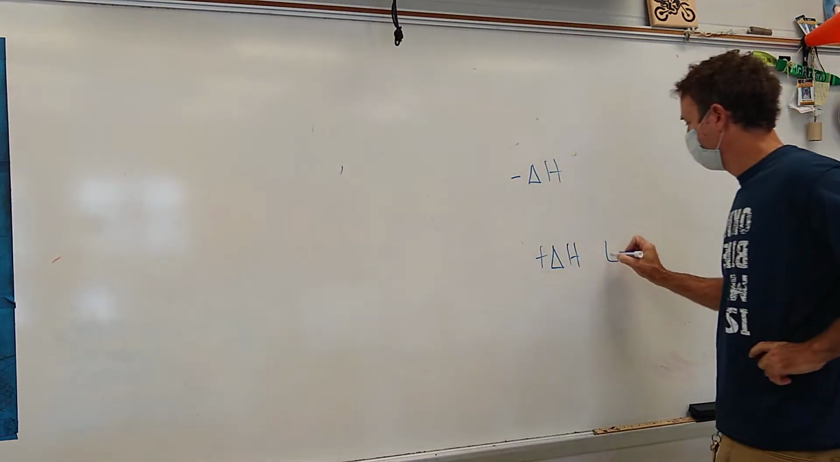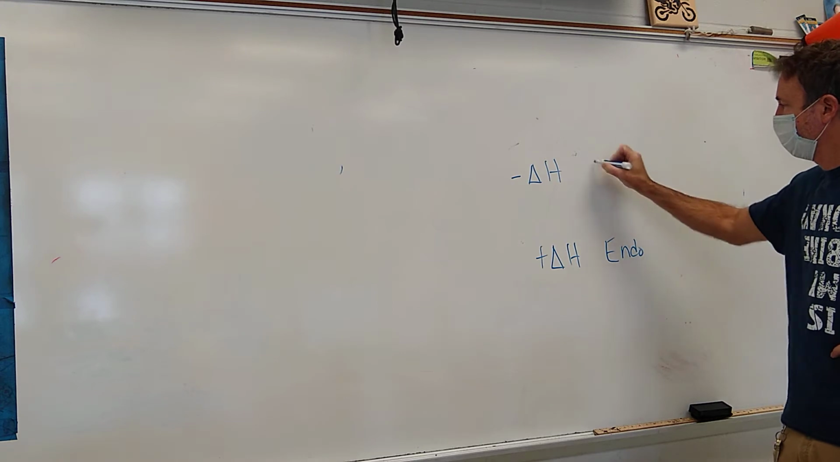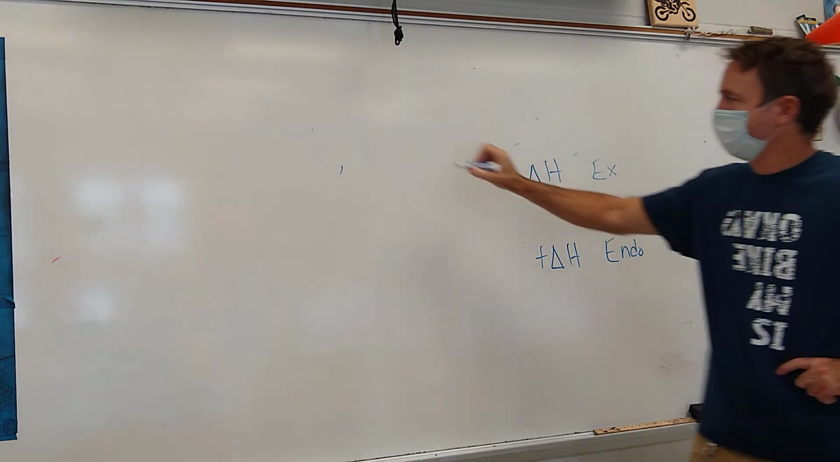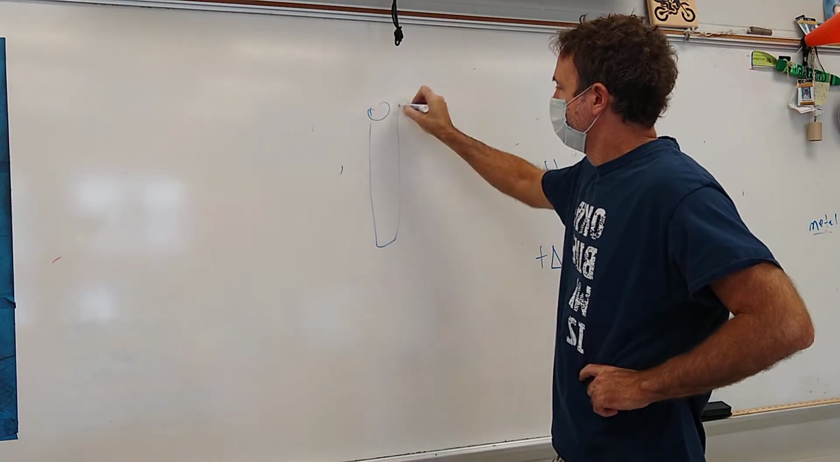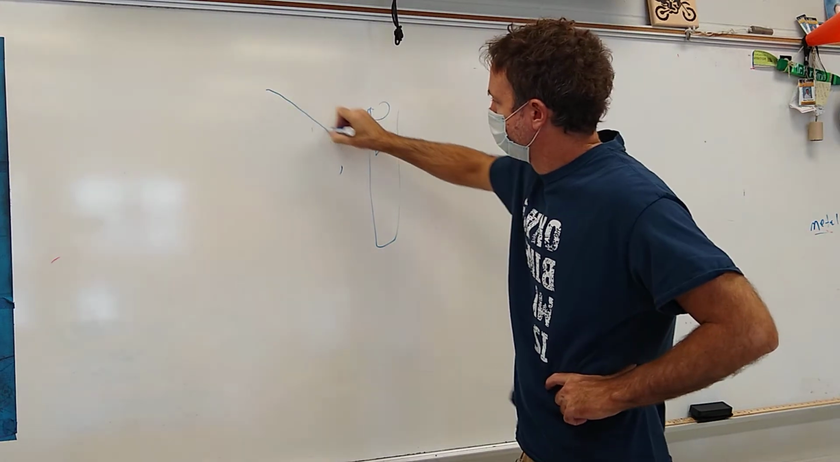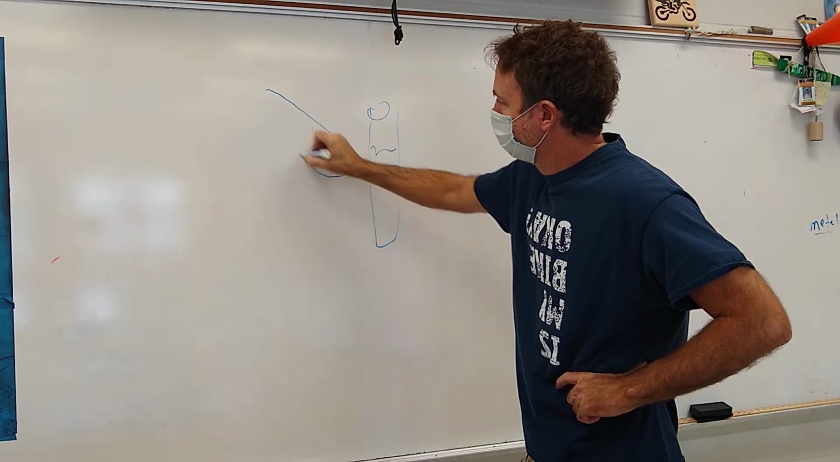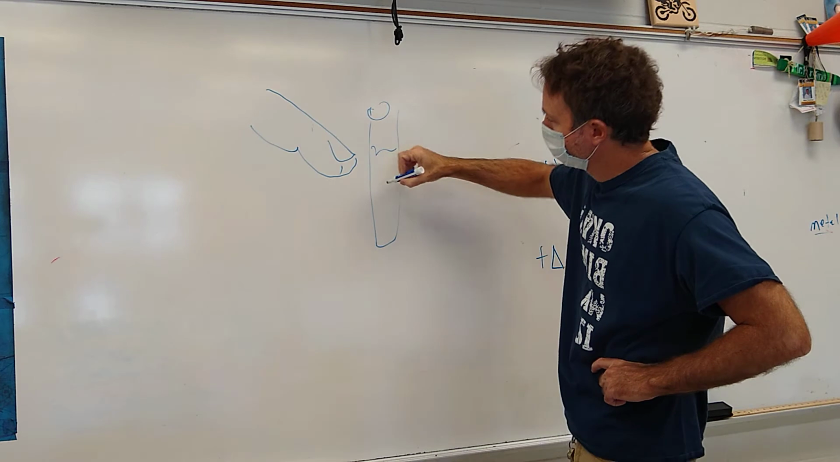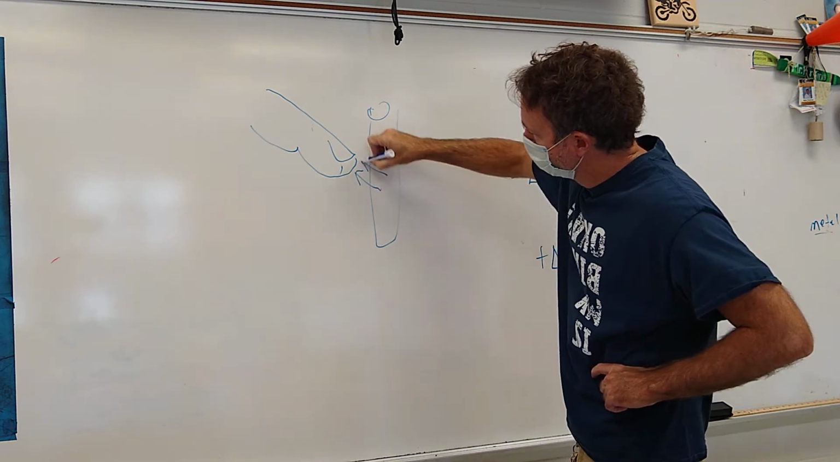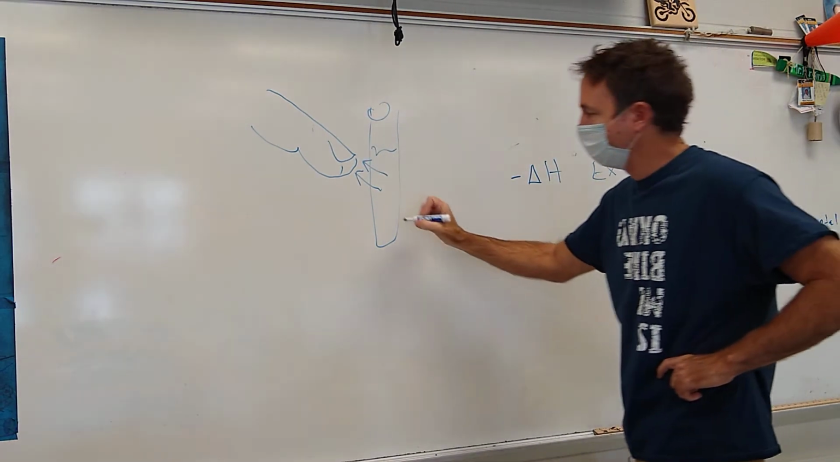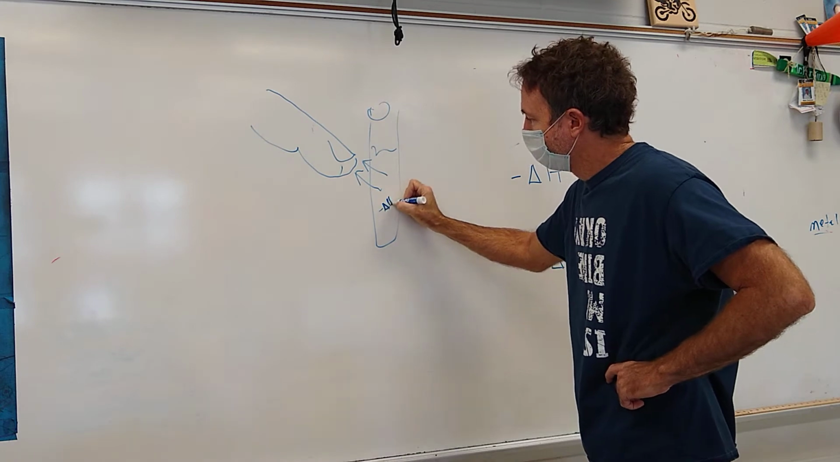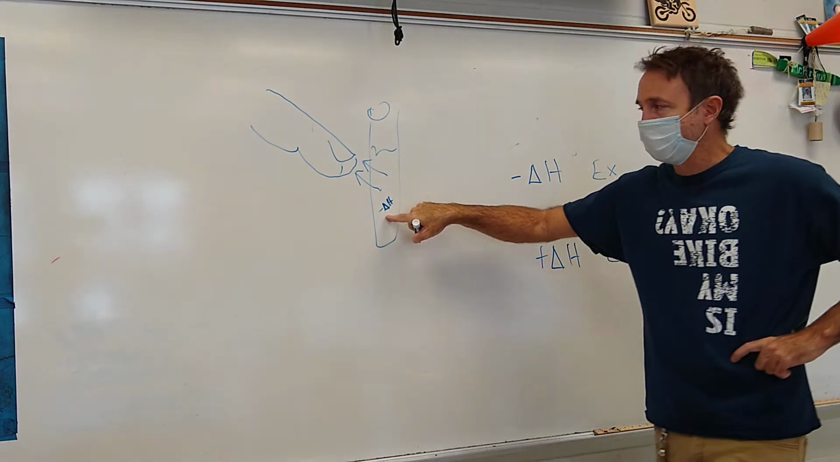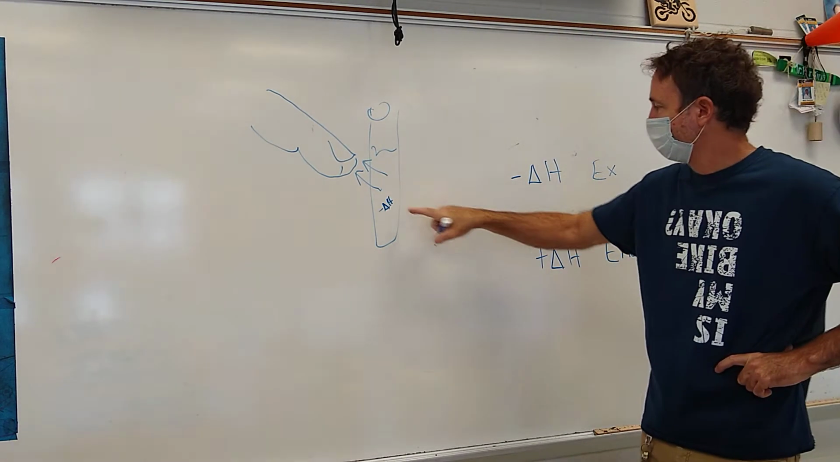So look, endo, exo. Here's a test tube. Here is your finger. If you're touching a test tube and it feels hot, the heat is going out of it. So inside the test tube, it's losing heat, negative delta H. That is exothermic.